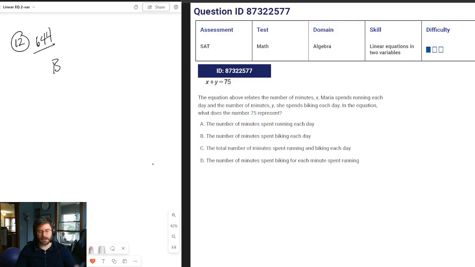Remember that the y-intercept is always when x equals 0. So that being 0, 5 tells us that it's the y-intercept.